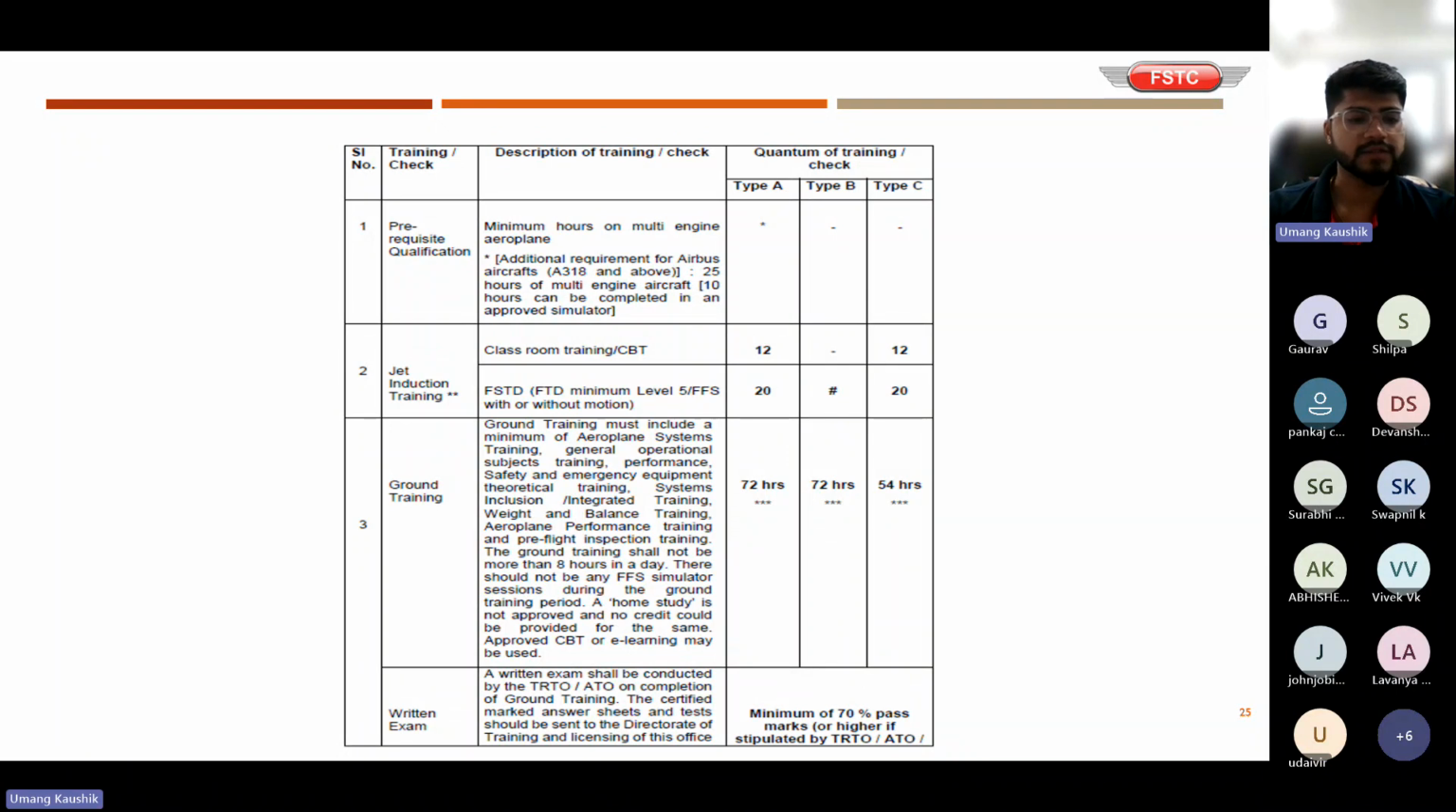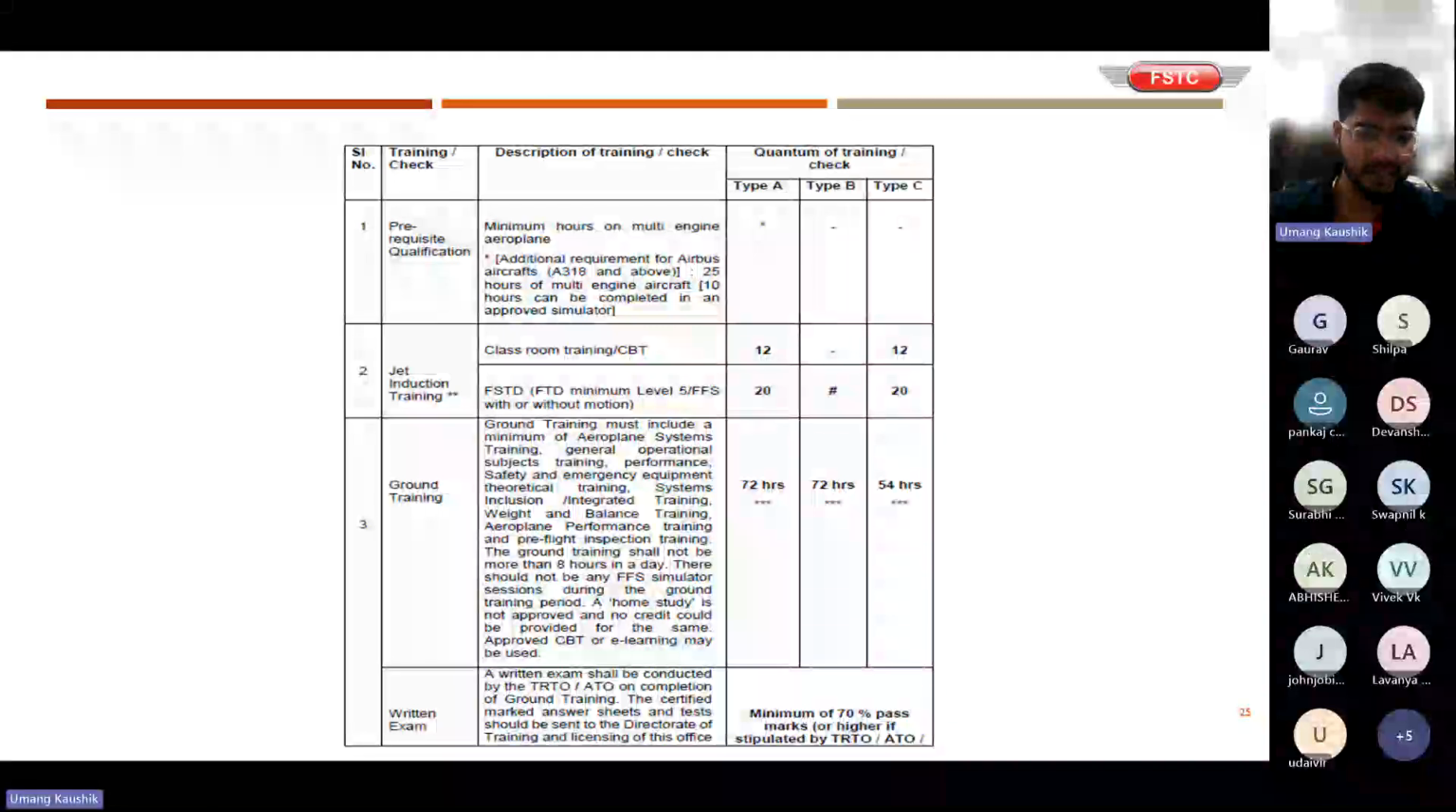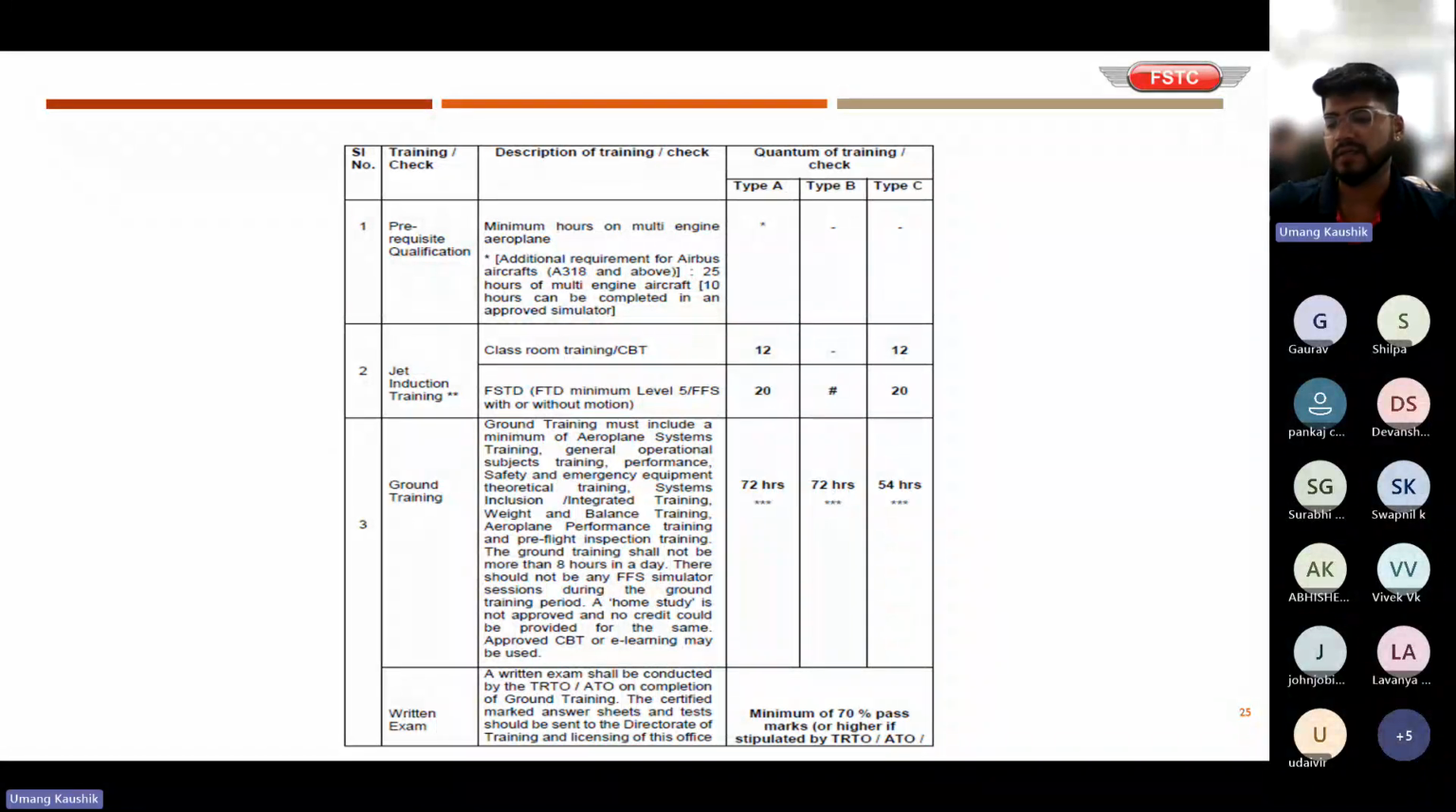Next is your jet induction training. Jet induction training comes in two parts. First one is classroom training or CBT. The other one is FSTD. Jet induction training is also called MCC, multi-crew coordination. The classroom part will be 12 hours. Classroom means ground training, and FSTD is your sim training.